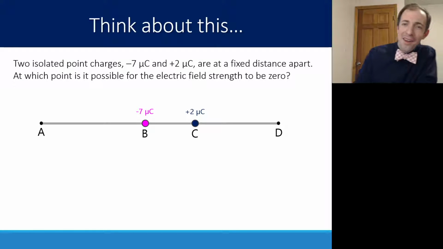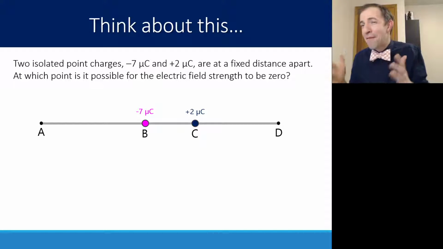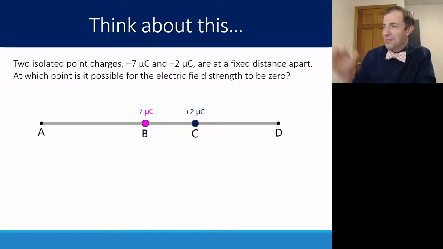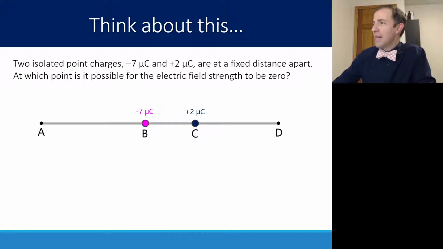All right, one of the trickiest and one of my favorite types of questions that you'll see on the IB exam are questions like this. Two isolated point charges here, a negative 7 microcoulombs and a positive 2 microcoulombs, are a fixed distance apart. We're not given that. We just see them here, position B and D, or B and C. At which point is it possible for the electric field strength to be equal to 0?